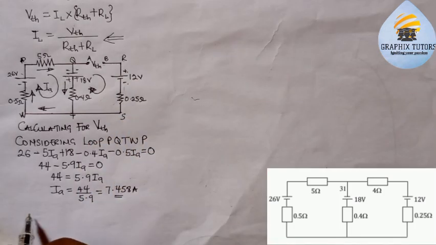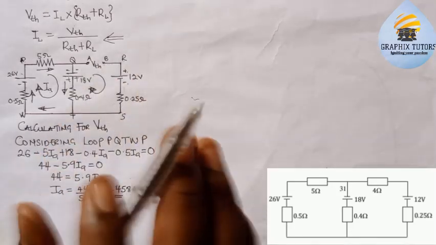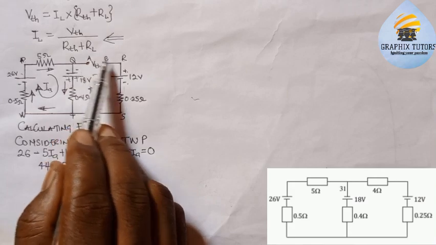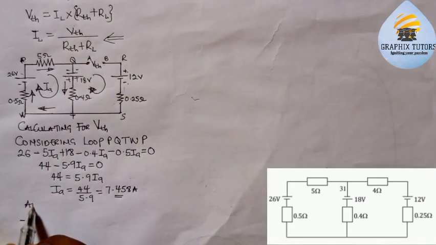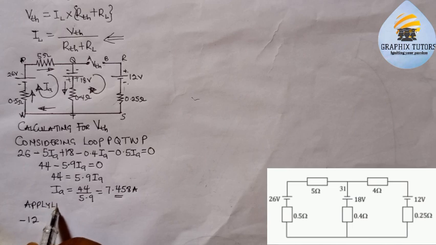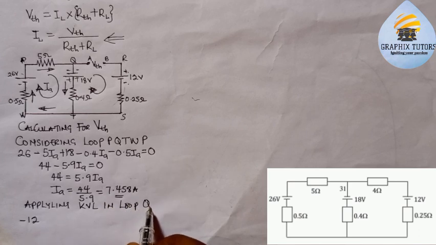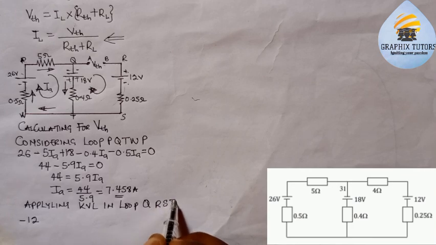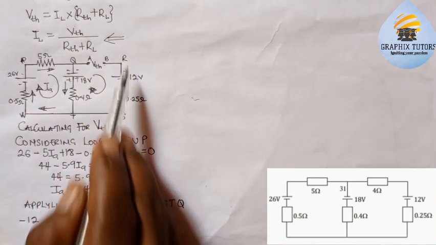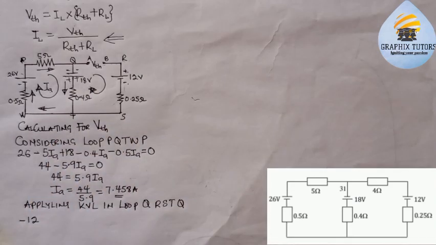So I'll be having minus 12, right? Now what I'm doing here is applying KVL. Since I'm looking for voltage, I'm only considering the voltage. So I'll write: applying KVL in loop QRSTQ. That's why I'm applying my KVL there.